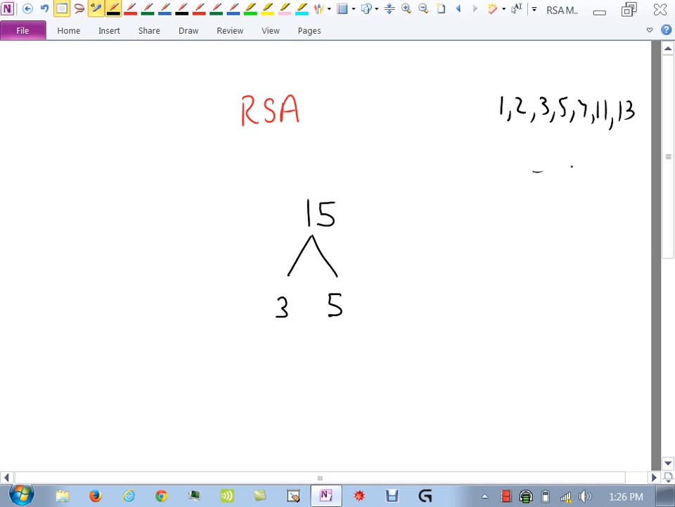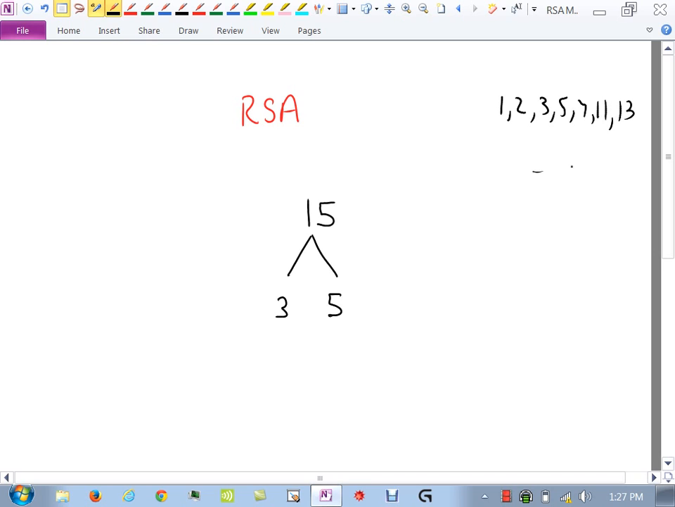That's the part I'm not going to get into. But it's a way of mixing the letters. So 15 mixes it. And now I send it to him. And anybody who wants it can grab it. But the only way that they can break it is if they know that 15 comes from 3 and 5. Y'all still with me? Okay.